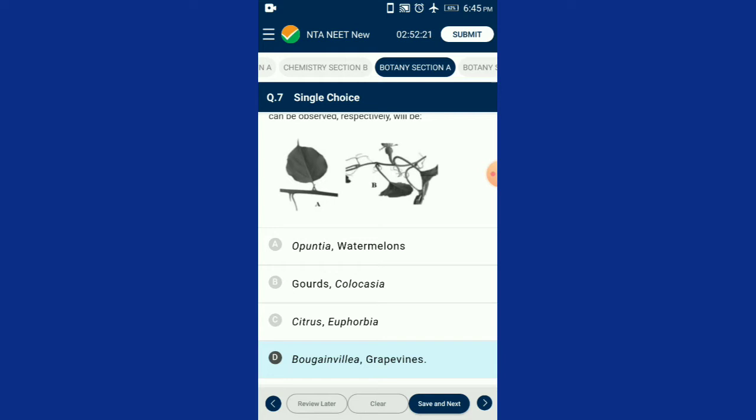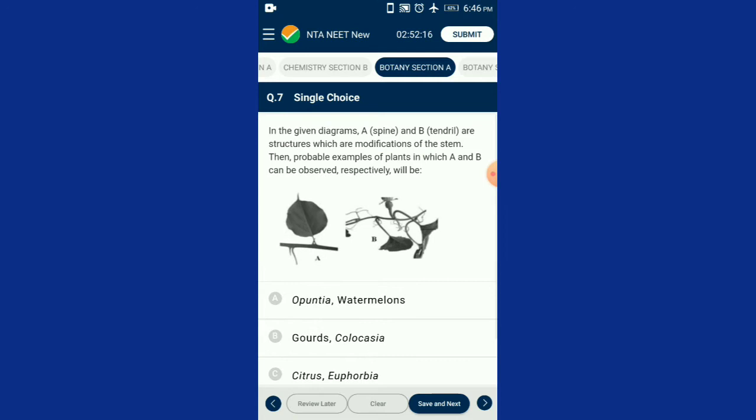Underground stems may be modified to store food. Examples: potato, turmeric, ginger, colocasia, zamikand, etc. Stem may develop into tendrils that may be used for support. Examples: grapevines and gourds such as cucumber, pumpkins, and watermelons. Stems may develop into woody and pointed thorns for protection. Example, bougainvillea, citrus.